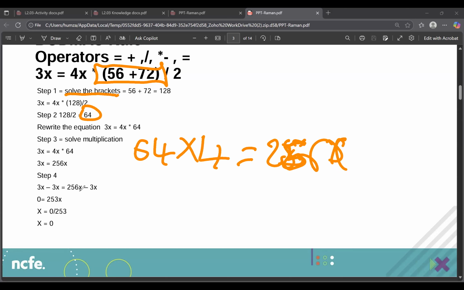Step four, what you do is you subtract 3x from both sides. So 3x minus 3x equals 0, and 256x minus 3x equals 253x. So x equals 0 divided by 253, x equals 0.